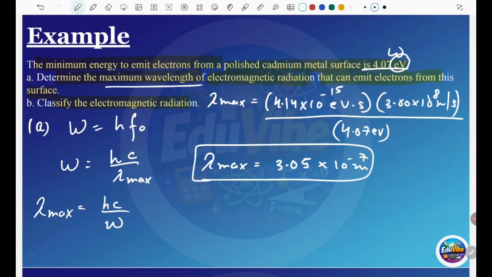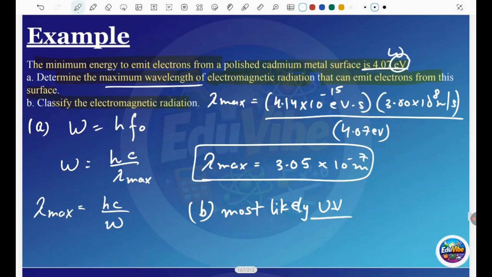If you see your electromagnetic spectrum, you can see that at 10 raised to minus 7, you have more likely the UV radiations, or the ultraviolet. So you can see this from your electromagnetic spectrum. That's how you can deal with those questions. It's a simple question. We'll do some more practice on this.